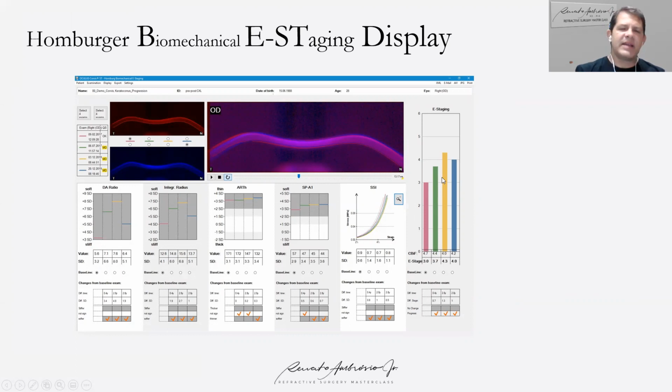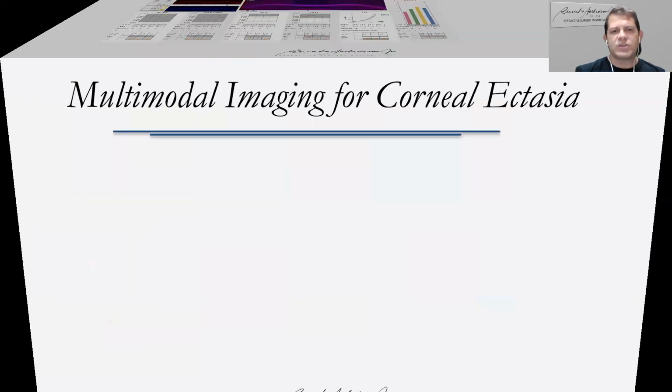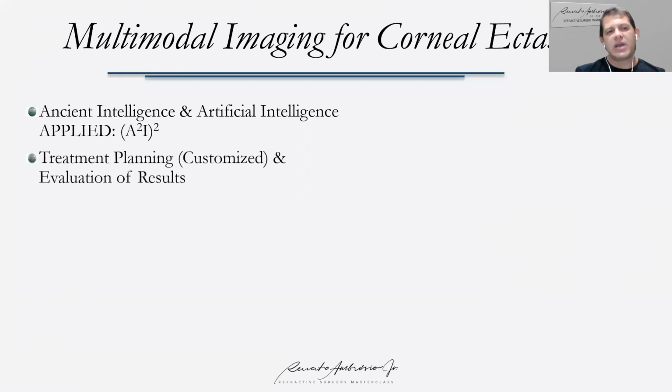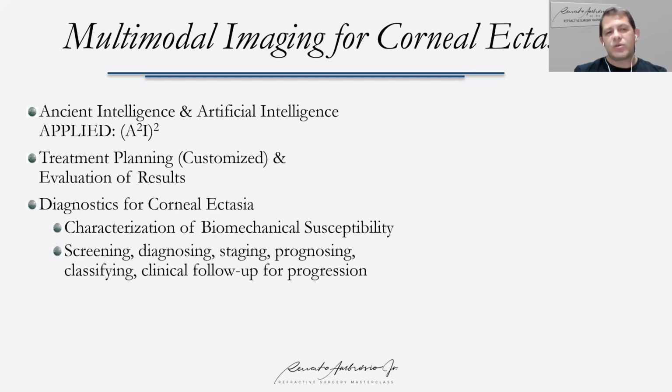So I do think that we have different aspects for the diagnosis, and multimodal corneal imaging for ectasia would be very, very related to artificial intelligence, more data, applying artificial intelligence with some wisdom, artificial intelligence applied with ancient intelligence, for understanding the patient, for customized planning, for seeing the results, for the diagnosis of ectasia.